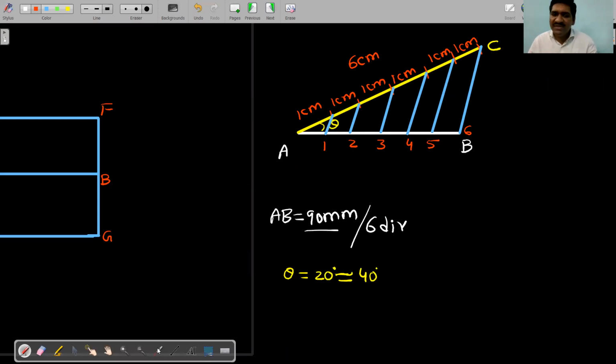Now tell me, how many divisions do we have finally? You have a very important doubt here: what is the meaning of a division? I'll tell you a very important point, listen carefully. Division means one portion or one part. On the AB line, how many portions, how many parts do we have? Portion 1, portion 2, portion 3, portion 4, portion 5, portion 6.